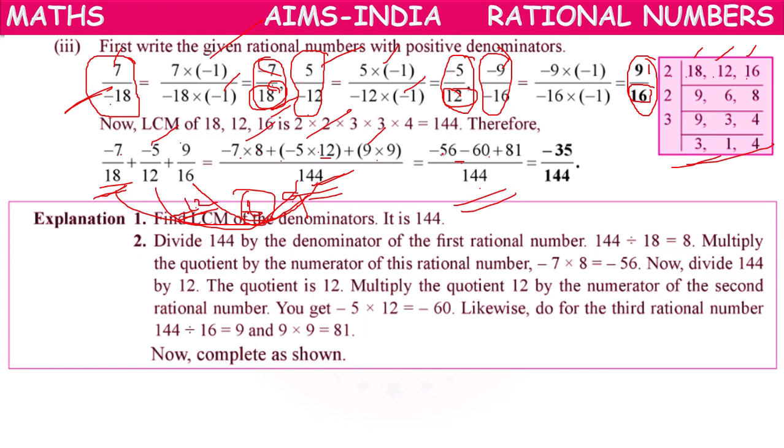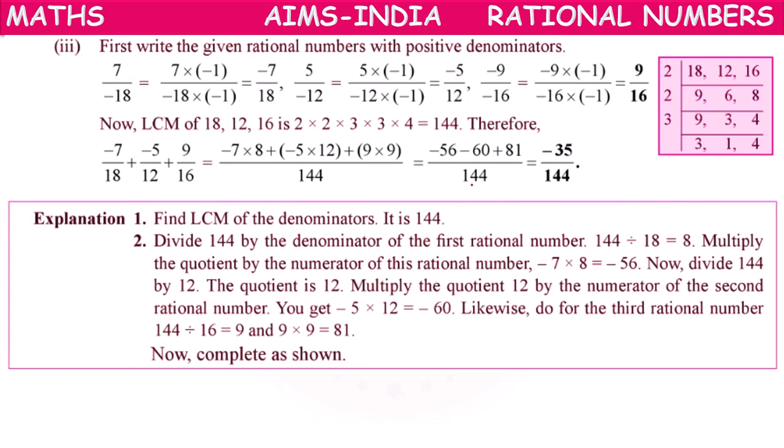After simplification, minus 56 minus 60 is minus 116. So here how much? 81. Plus minus means minus. So how much? 35. Minus is the bigger number, so minus 35 by 144. In this way, we can add different rational numbers, either having the same denominator or different denominators. We can add any rational numbers with the help of LCM. But first they should be turned into standard form. Next they should be turned to the common denominator. Next we can find the answer.